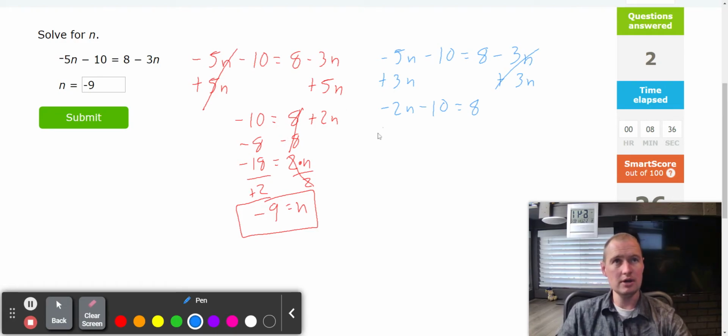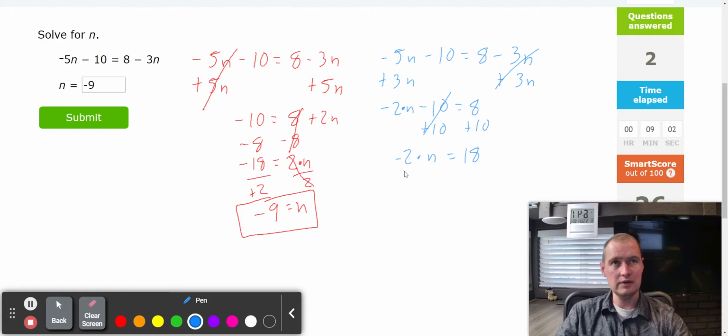Now this equation will come out to negative 9 if we keep moving forward. So let's try it. Add and subtract first before multiplying and dividing, because the negative 2 is multiplied with the n. So I'm going to add 10 on both sides. Now I got negative 2 times n. Watch that negative, bring down the negative 2, equals, the 10's canceled out, 8 plus 10 is 18.